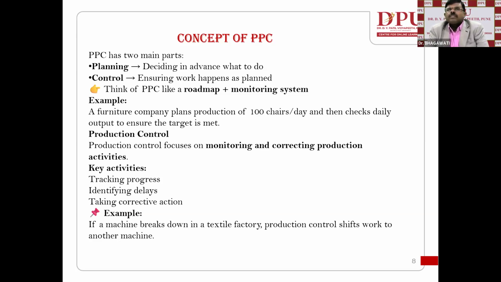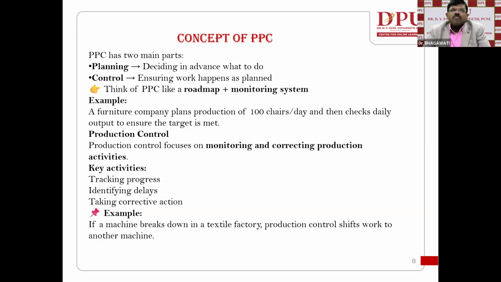Controlling is like a monitoring system. A furniture company plans production of 100 chairs per day and then checks daily output to ensure the target is met or not. It has been planned that 100 chairs per day have to be produced, so it is going to check at the end of the shift, the end of the day, whether the target is met or not.